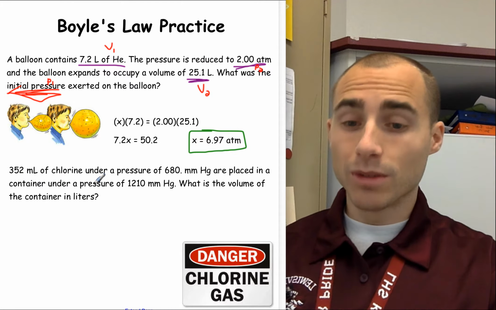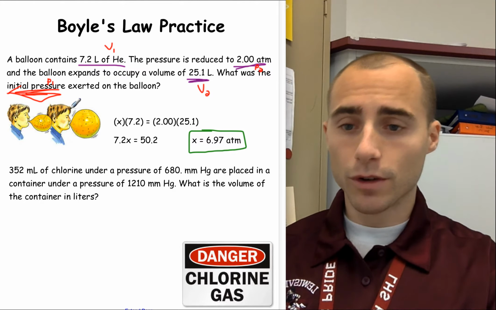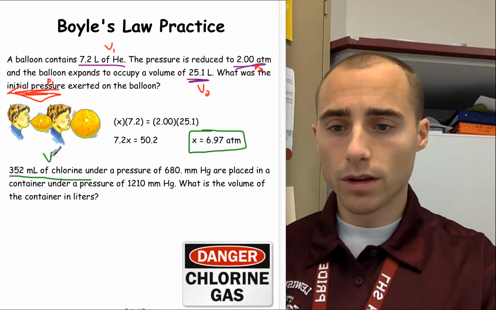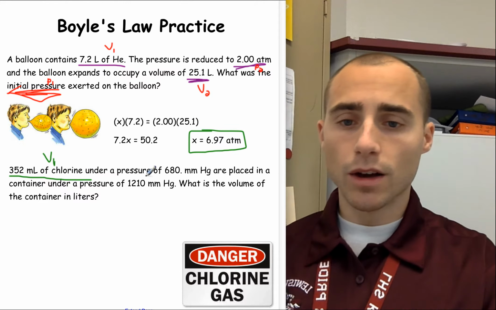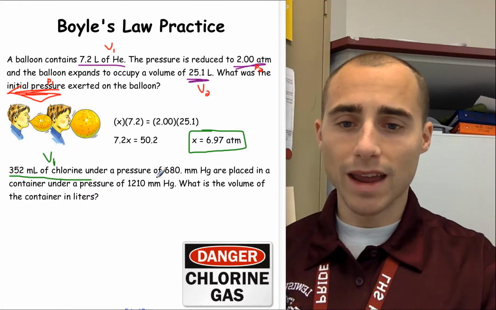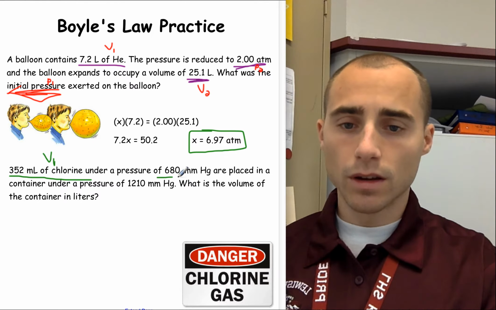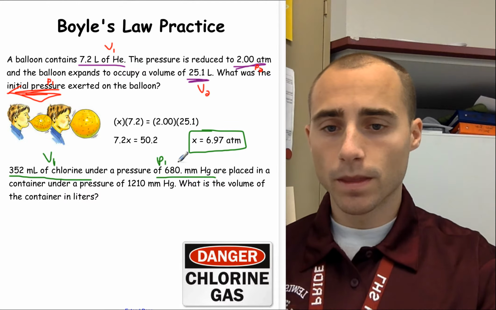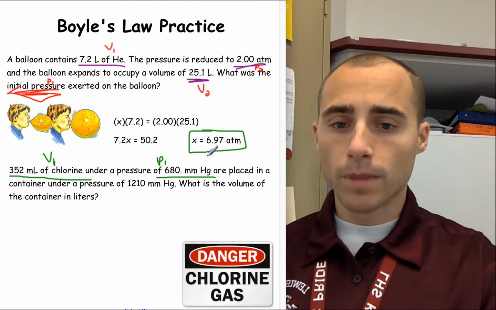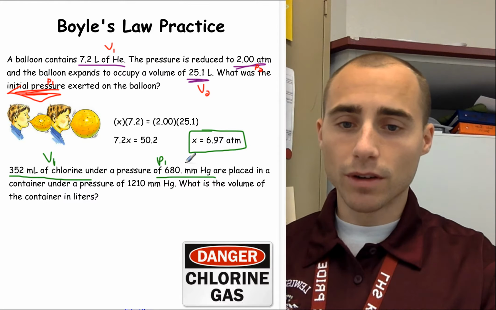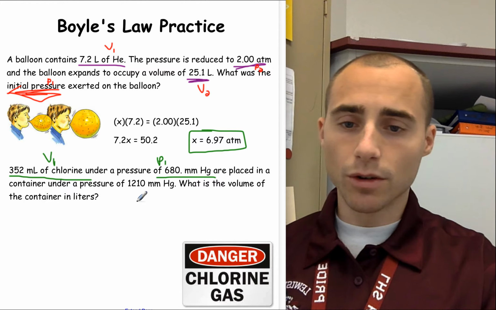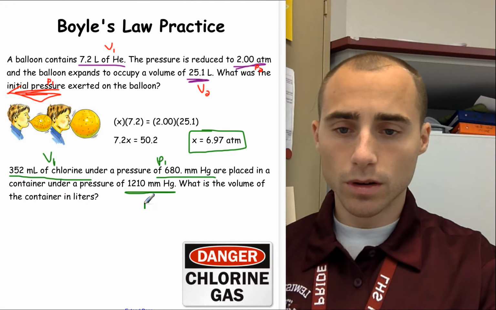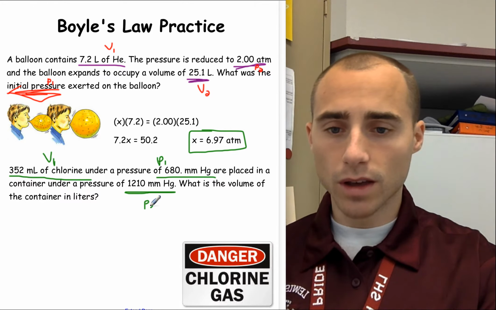Okay, here we go. There are going to be 2 conversions we have to do on this last one. First, you'll see we have 352 milliliters of chlorine. That's going to be our V1. It's the first volume we see. Under a pressure of 680 millimeters mercury. So that's going to be our P1 right there. Now they are placed into a container under a pressure of 1210. So that's going to be our P2. And what is the volume of the new container in liters?